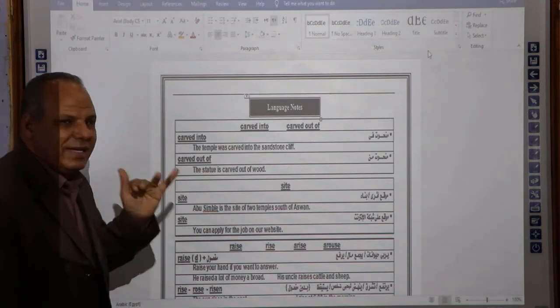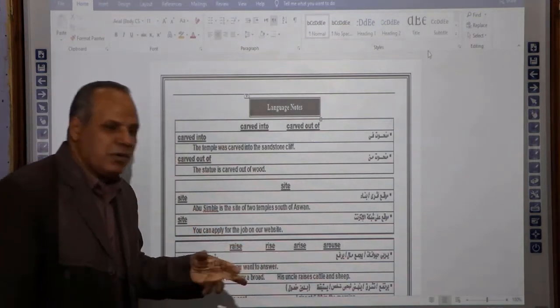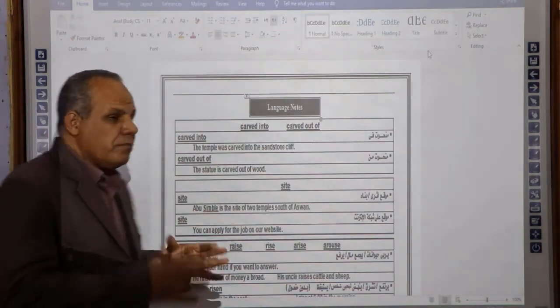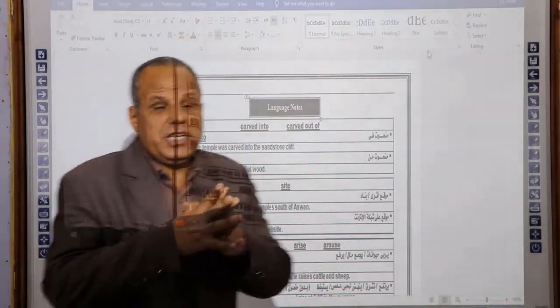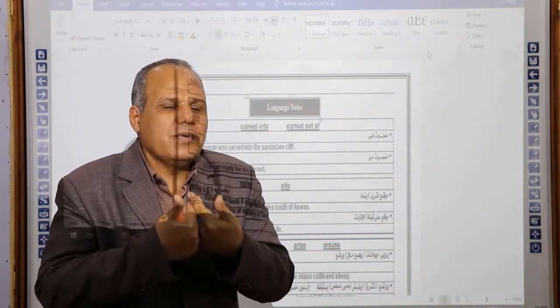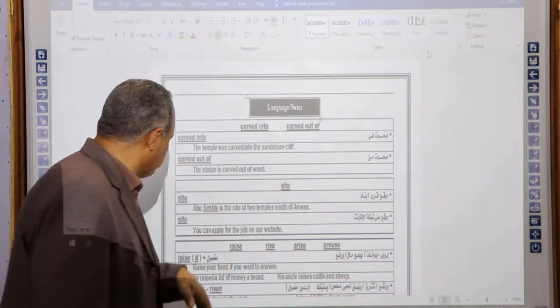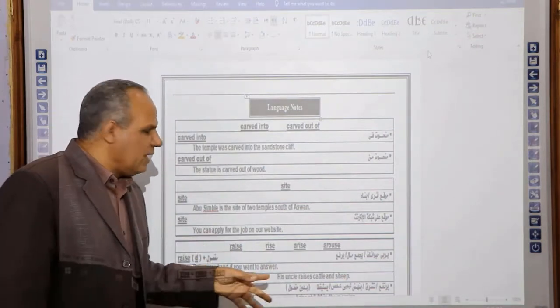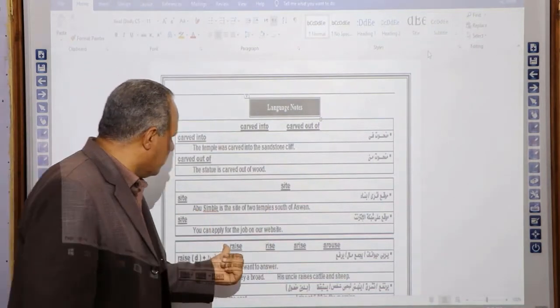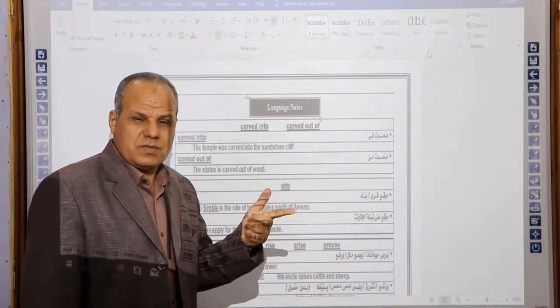Site اللي هي موقع الإنترنت. You can apply for the job on our website. But sight is S-I-G-H-T حسب الإبصار. I can see أنا أستطيع أن أرى with my sight or eyesight بحسب الإبصار بتاعتي. I have 4 words. Raise, rise, arise, arose.